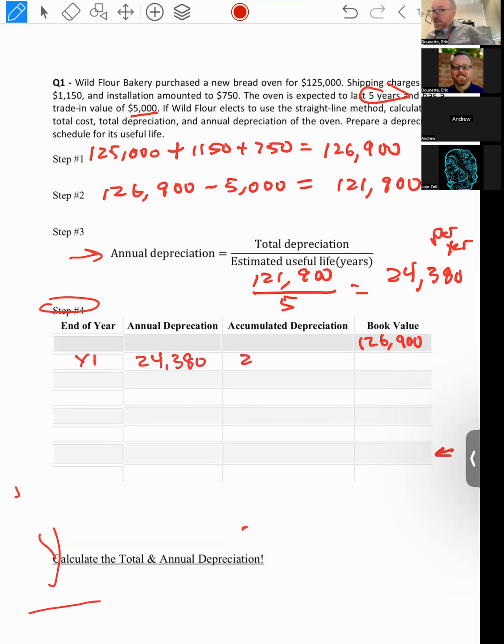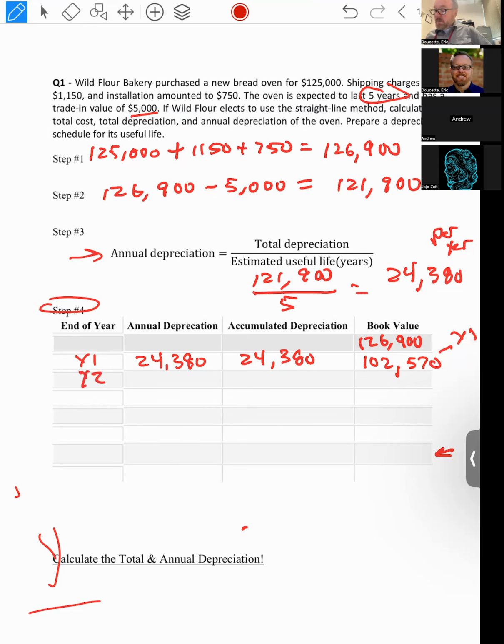My accumulated depreciation is just going to be that because it's still year 1. And I'm going to subtract that from my book value. So that's going to give me 102,520. So that's my book value at the end of year one, 102,000 for that $126,900 asset I bought.